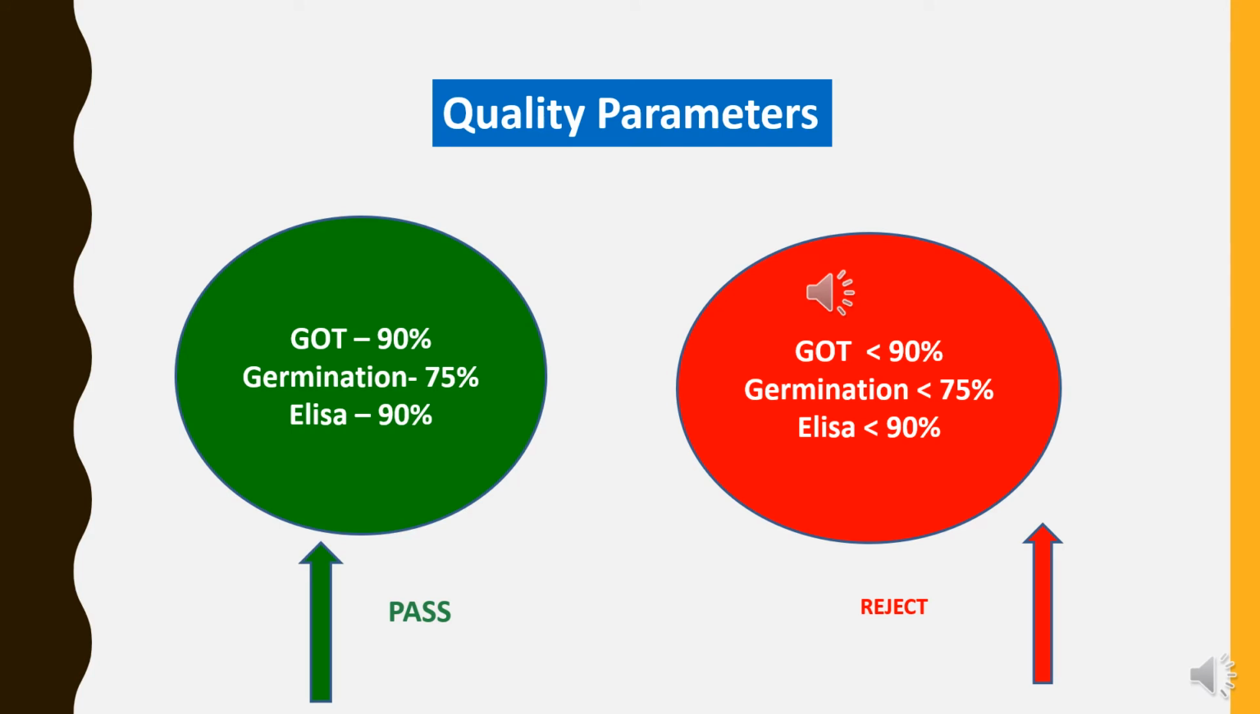Under cotton hybrid seed production, there are quality parameters for testing. The seed produced goes through testing like GOT, grow out test, results should be more than 90%. The produced seeds' germination should be 75% and ELISA results should be 90%. So if the seed testing achieves these criteria, it will be declared as pass or accepted. And where the GOT is less than 90%, germination is below 75%, and ELISA test is less than 90%, it will be reflected as reject. ELISA test refers to the Bt content in seeds.